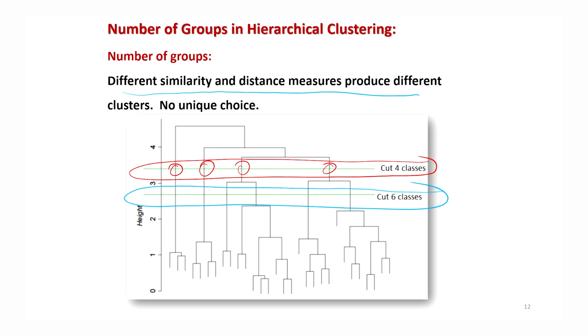And even if you fix this line somewhere, and create the dendrogram with 2 different measures, then the same line on the 2 different measures will give you different clusters in the dendrogram, right? So this is what you have to keep in mind.